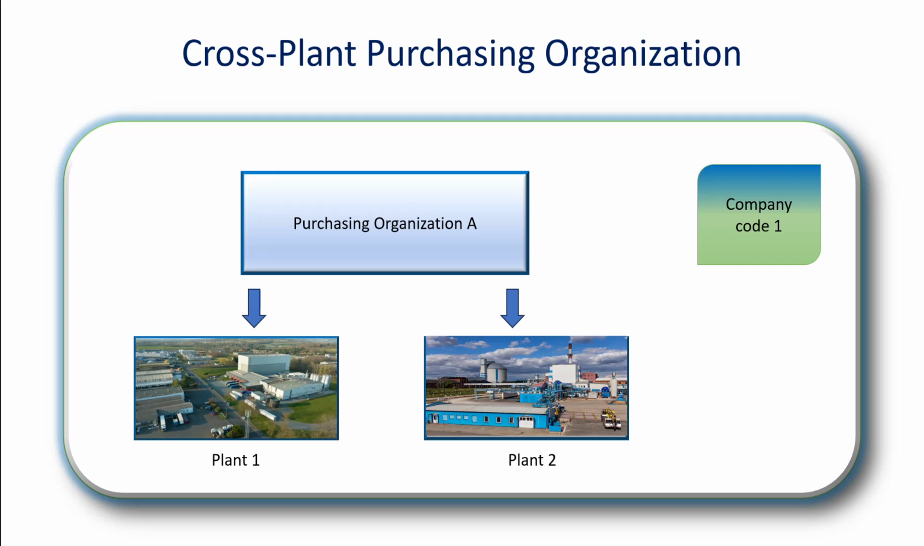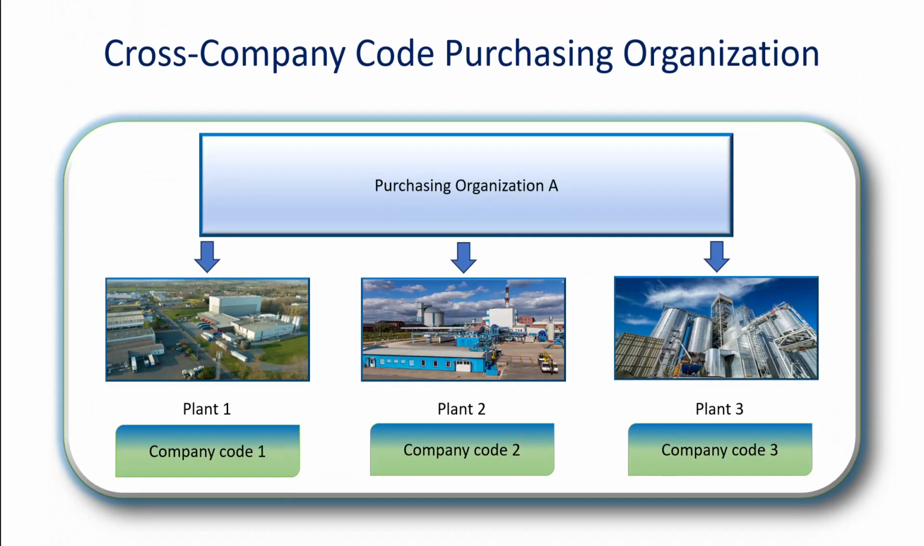And what is cross plant purchasing organization? In plant specific purchasing organization, one purchasing organization procures material for one plant. In cross plant purchasing organization, one purchasing organization can procure material for more than one plant. That is, purchasing organization A can procure material for plant 1 and plant 2 under the same company code.